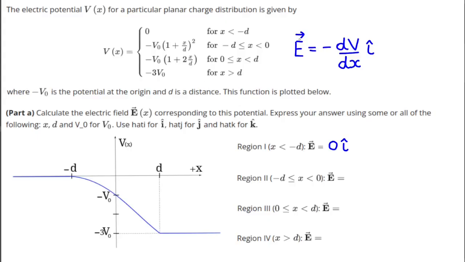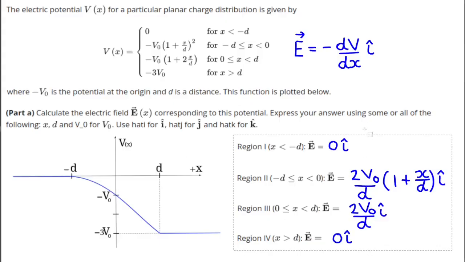And between minus d and 0, we take the negative of the derivative of the function. So using the chain rule, we'd have minus 2v0 on d multiplied by 1 plus x on d. And that acts in the i direction. And for x between 0 and d, the potential energy function is linear, so the electric field is constant at minus 2v0 on d. And the potential energy function is constant for x greater than d, so the electric field is 0.